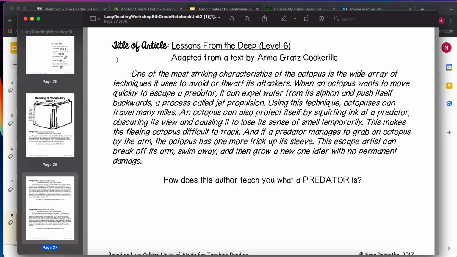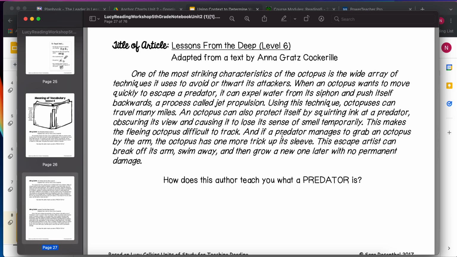One of the most striking characteristics of the octopus is the wide array of techniques it uses to avoid or thwart its attackers. When an octopus wants to move quickly to escape a predator, it can expel water from its siphon and push itself backwards, a process called jet propulsion. Using this technique, octopuses can travel many miles. An octopus can also protect itself by squirting ink at a predator, obscuring its view and causing it to lose its sense of smell temporarily. This makes the fleeting octopus difficult to track. If a predator manages to grab an octopus by the arm, the octopus has one more trick up its sleeve. I'm going to go ahead and stop there.